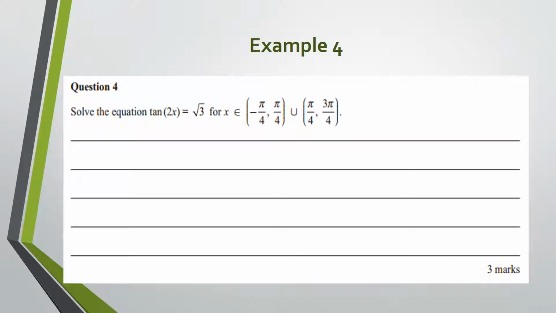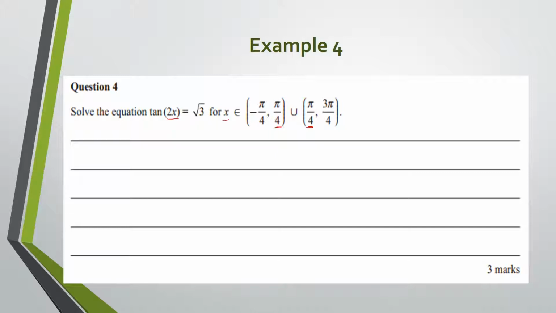Okay, so our last example for today. Notice that this time we've got quite an interesting domain here. From negative pi on 4 to pi on 4, in union with from pi on 4 to 3 pi on 4. So notice the pi on 4 value is not included because we have round brackets, but we follow the same steps. We look at our argument, 2x, but this is an x.